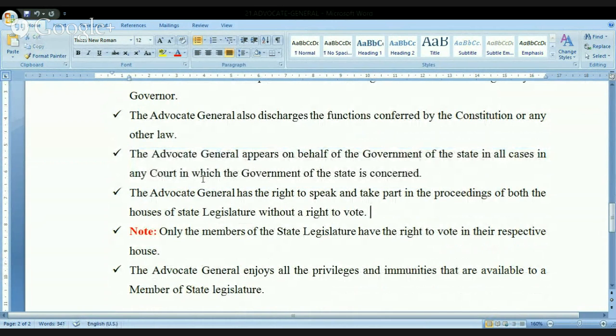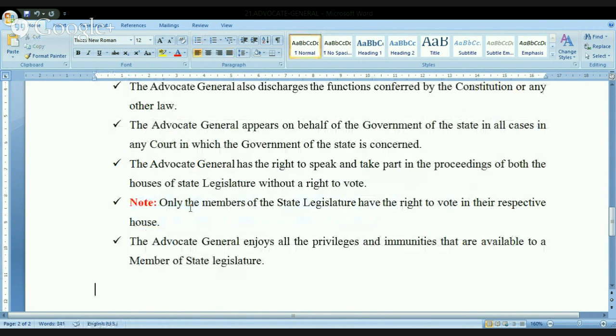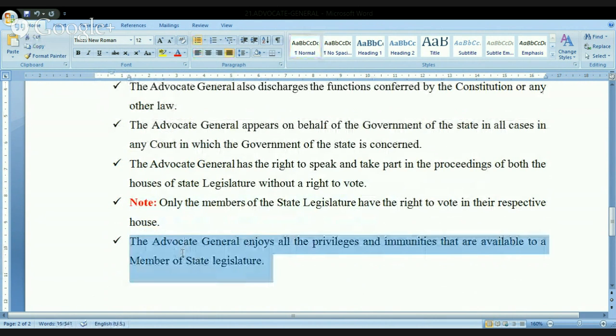And the most important point with respect to this, the Advocate General has the right to speak and take part in the proceedings of both the houses of the state legislature without a right to vote. Kindly remember, this is the only constitutional authority that is permitted by the Constitution. He can come to the state legislature and speak in both the houses, but he is not a member, but still he can take part in the proceedings of the house. And only the members of the state legislature have the right to vote in their respective houses. Apart from this, the Advocate General enjoys all the privileges and immunities that are available to a member of the state legislature.